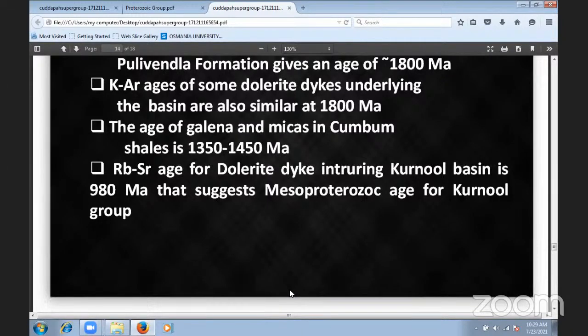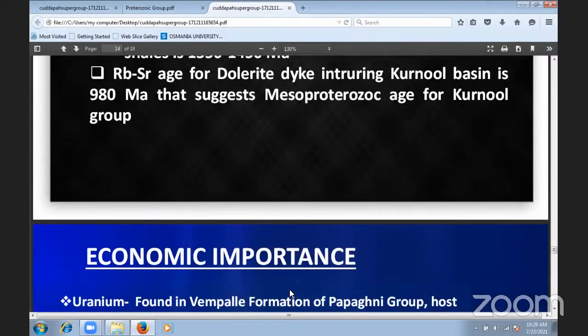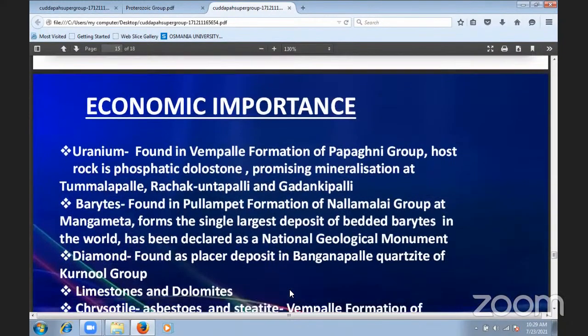And it has 980 million years. That suggests the age: it is a Mesoproterozoic age, especially in the Kurnool group. The economic importance of this is the Cuddapah. Uranium was found in the Vempalle formation, Papaghni group, and the host rock is a phosphatic dolostone. It's a promising mineralization at Tummalapalle, Rajakundapalle, and Gandakipalle.